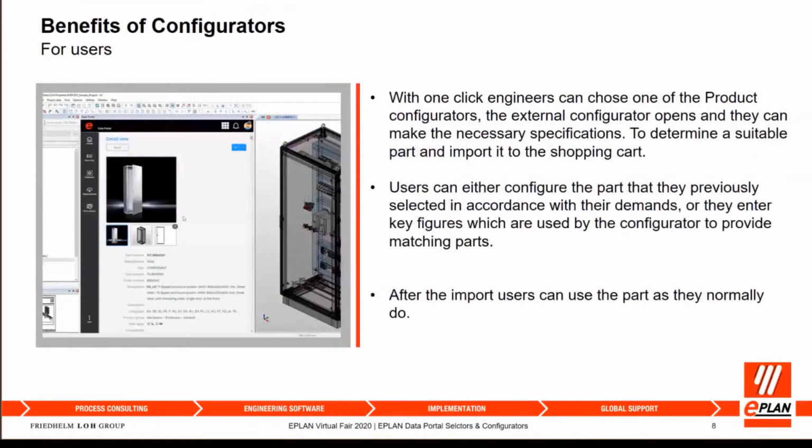And then we move over to configurators. Again, with one click, the engineers can choose one of the product's configurators. They can open and make the necessary specification changes, and then they can determine if they would like to use that part and import it into their shopping cart. They can either configure the part they previously selected, or they can enter key figures, which are used by the configurator to provide matching parts. Then after this, the user can use this part as they normally do. They can download it and import it into their projects and utilize this newly configured component.